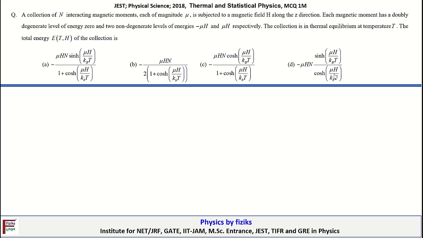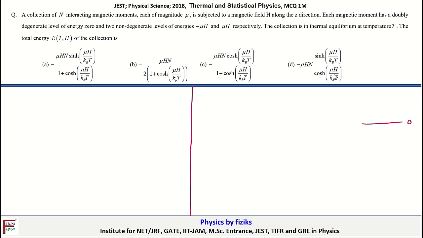So let's continue with the next problem. The statement is, a collection of n interacting magnetic moments, each of magnitude mu, is subject to a magnetic field H along the z direction. Each magnetic moment has a doubly degenerate level of zero energy.